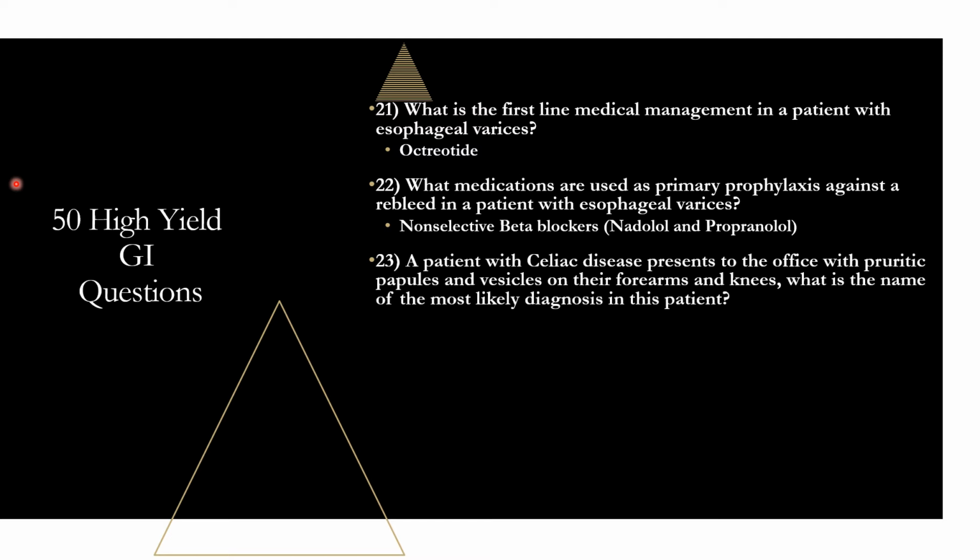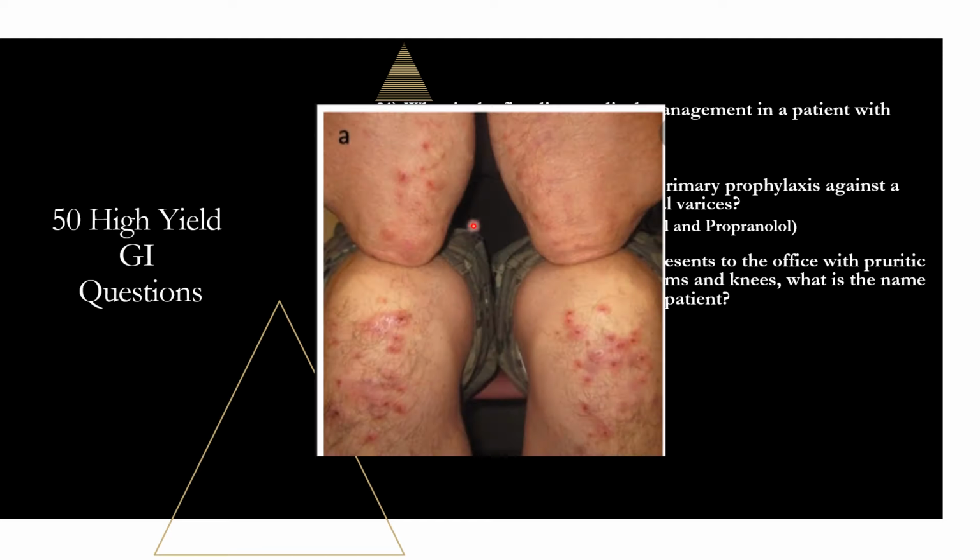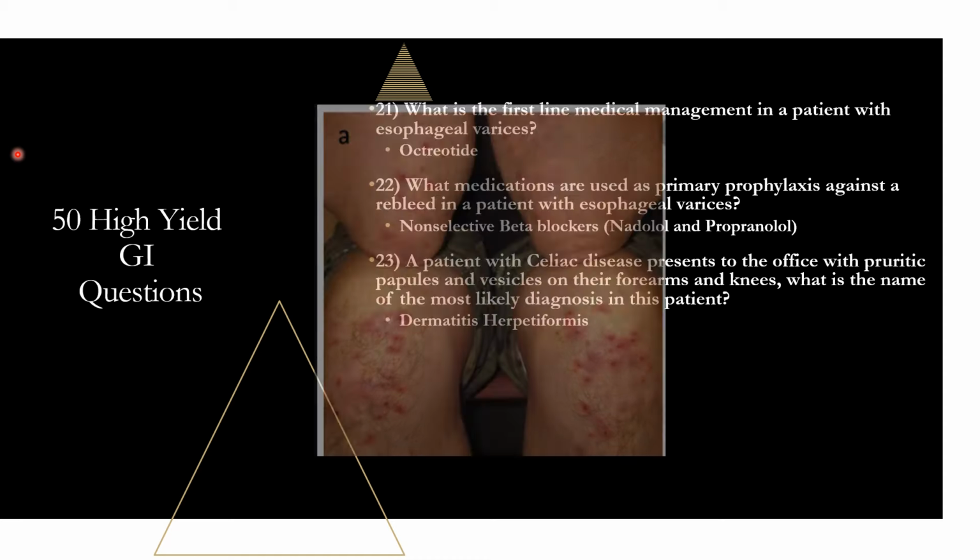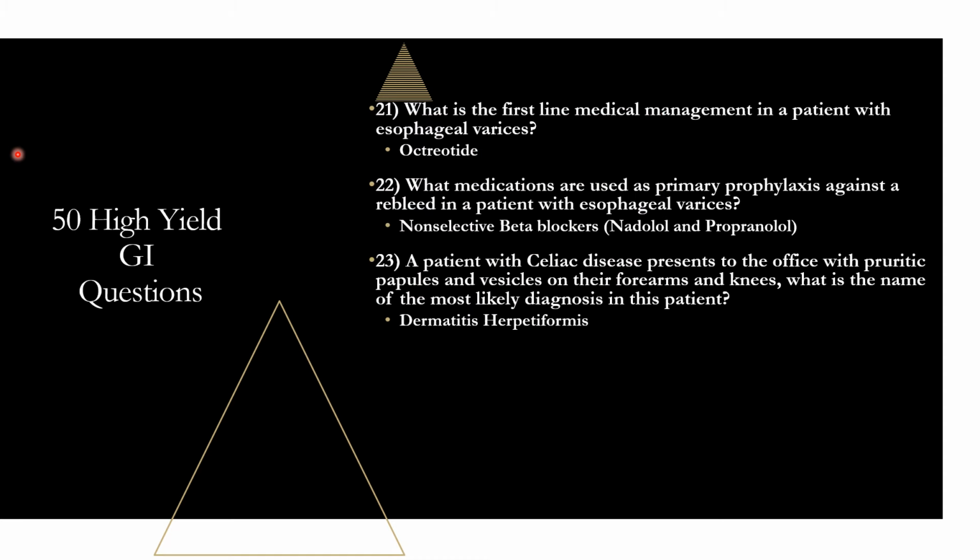Question 23, a patient with celiac disease presents to the office with pruritic papules and vesicles on their forearms and knees. What is the name of the most likely diagnosis for this patient? You should definitely know this one. That's going to be dermatitis herpetiformis. You can take a look at what that actually looks like. Generally, it's going to be on the extensor surfaces like the elbows and the knees, and this is definitely one that you should be familiar with because you probably will be asked this. So remember that with celiac disease, anytime they mention any kind of dermatologic finding, you should be thinking of that.